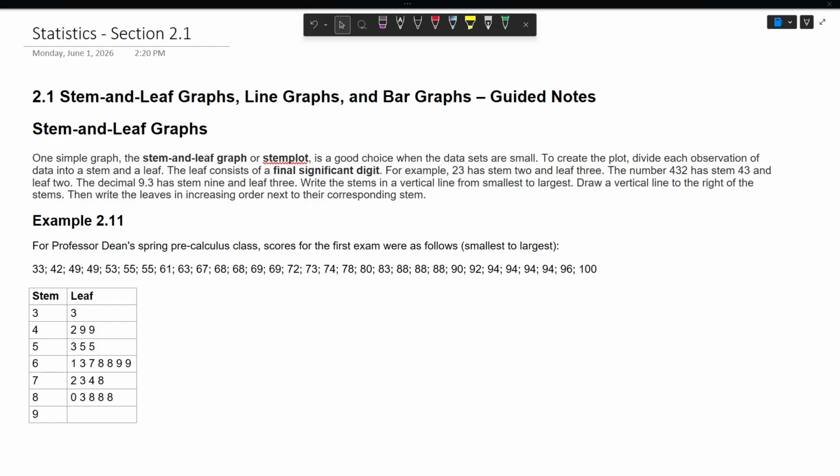We're going to talk about a few different ways to represent our data visually. We're going to have lots of different graphs and ways to represent data. We're not going to go through every single one, but let's get a taste of a few of them here, starting with the stem and leaf graph, or sometimes called the stem plot.